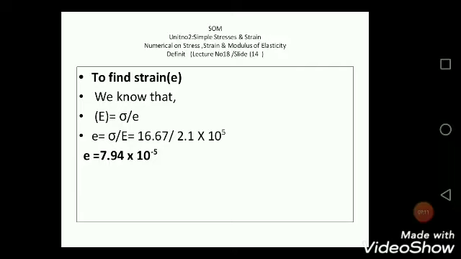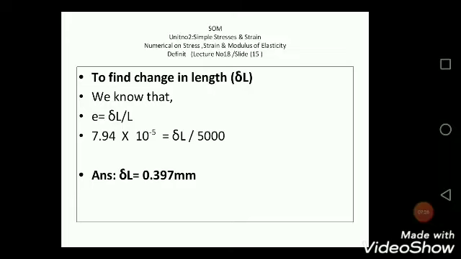Now what do we have to find? We know strain. We have to find change in length. Strain is nothing but change in length divided by original length. So to find change in length, e is equal to delta L divided by L. Here we have to find delta L. Rearranging it, substituting the value, we get delta L is equal to 0.397 mm. That is the change in L.